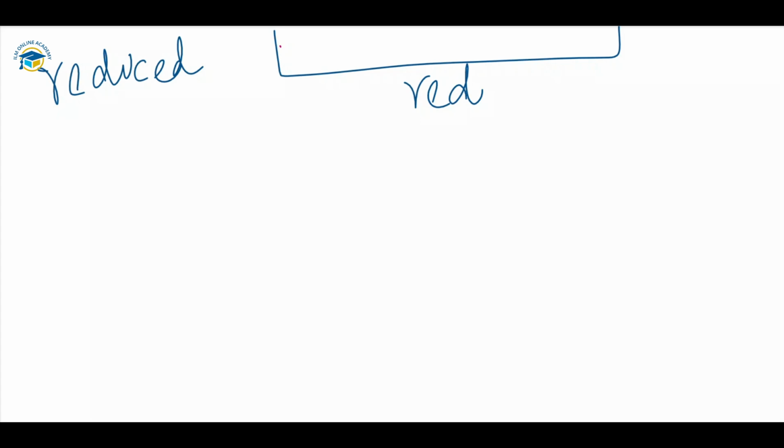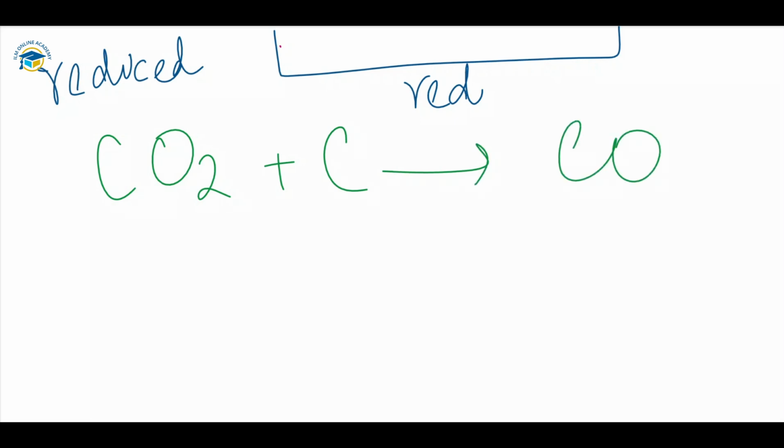First, carbon dioxide that is formed in a furnace is reduced to carbon monoxide by reaction with carbon, and that reaction will be: carbon dioxide reacts with carbon and turns to carbon monoxide like this.